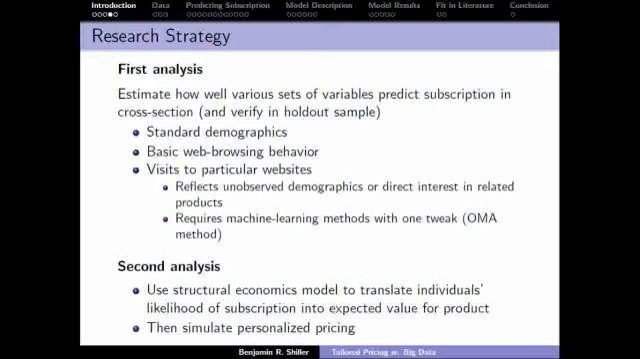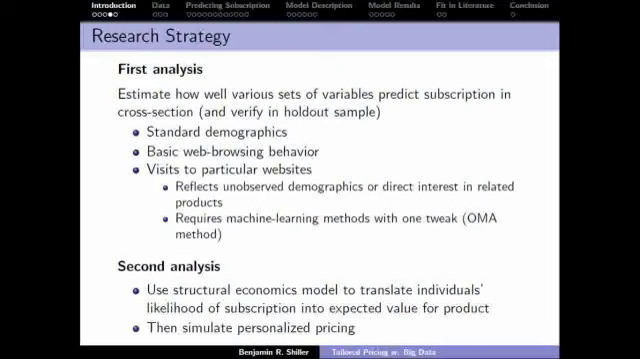So, for example, most data sets will not have things like sexual orientation or marital happiness or a whole host of other demographics you could think might correlate with a person's willingness to pay for an item. Now, while it's not normally collected, presumably a person's web browsing behavior might at least partially reveal those characteristics. Okay. So I'm going to look at these three sets of variables.